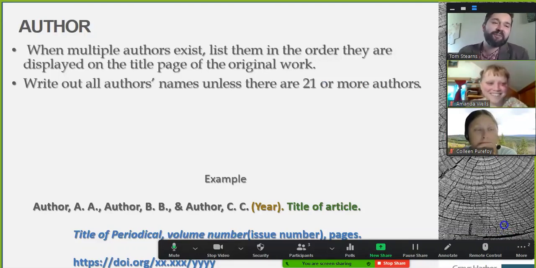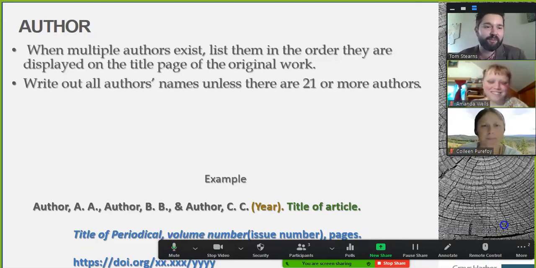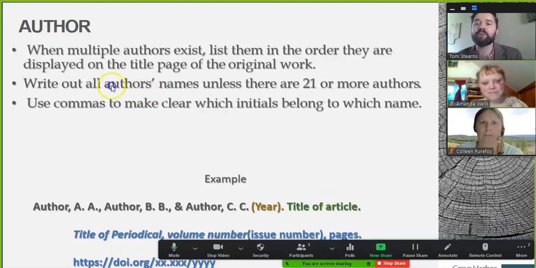That said, we don't run into that very much in most of the papers that I see in the Writing Center at Grays Harbor. Those types of papers are mostly very specific, like medical papers. I don't see a lot of those. So you'll always write out all the authors' names unless you have a whole lot.